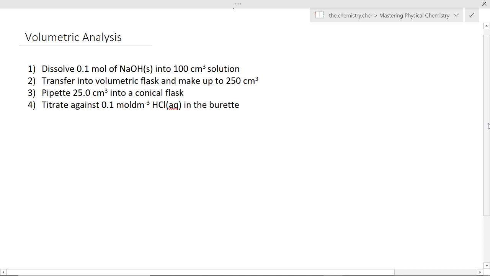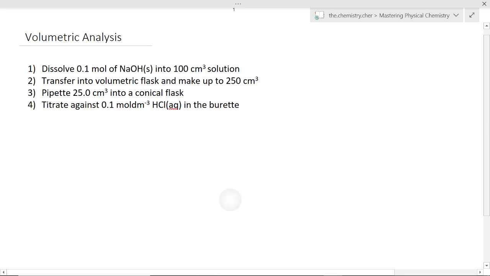Over here I have a 4-step process, where I did the preparation of a sodium hydroxide solution, and I did a titration of HCl on it. I'm going to show you how we can work with all the different amounts and concentrations. So let's start with a very simple diagram.